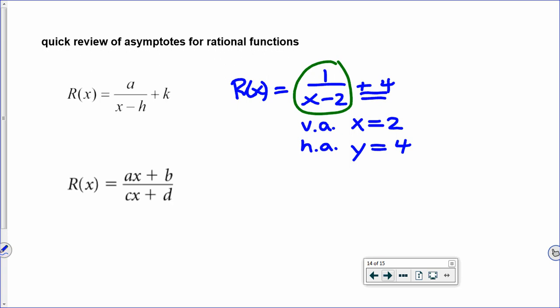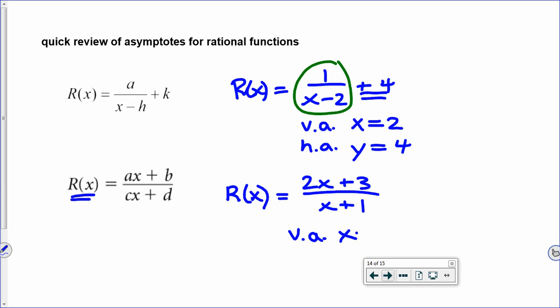You're more likely to see a function like this, where there's a function on top and a function on bottom, and both have x in it. In this case, they're both linear, because that's what IBSL usually tests on. So if you see something like this, a linear function on top and a linear function on bottom, the vertical asymptote is going to follow the same procedure. You're looking for what makes the denominator undefined, right?